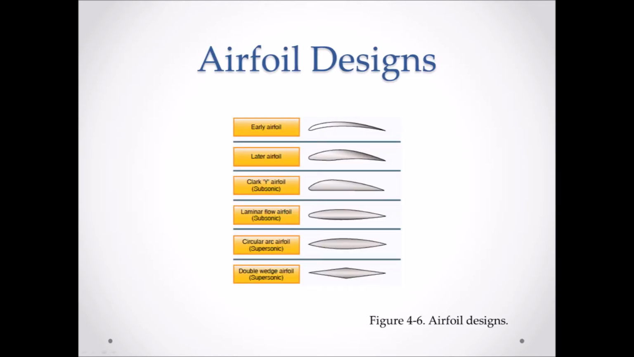Here are some airfoil designs. The early airfoil is designed to create a lot of lift, but not much speed. The later airfoil provides a little less lift, but it gives a bit more speed. The Clark-Y airfoil, which is common in GA airplanes, is a good compromise between lift and speed. The next one is almost symmetrical. That is called a laminar flow and is designed to give better speeds. The circular arc and the double wedge are for supersonic speeds.